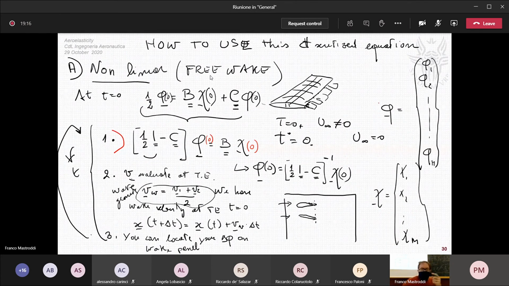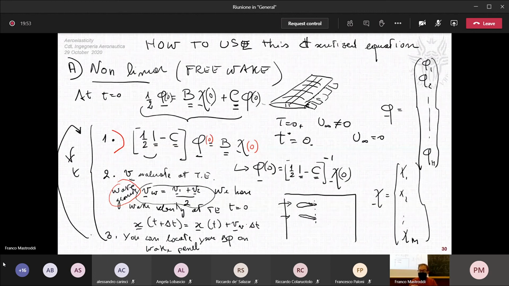Okay? After this evaluation, you can evaluate the velocity v everywhere, and in particular evaluate it at the trailing edge, and we can evaluate the wake velocity like this. Once you know the wake velocity, you can do two things. The first thing is determine the wake motion. In this way, start from the leading edge and move ahead, moving backward the wake panel.